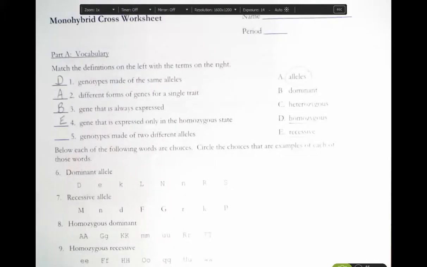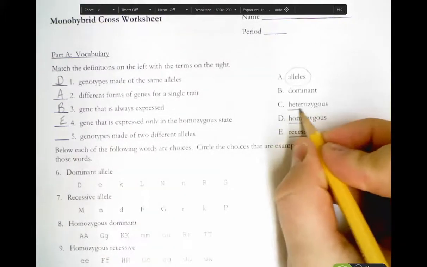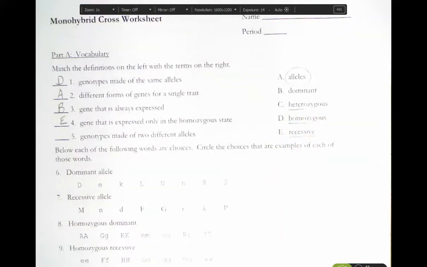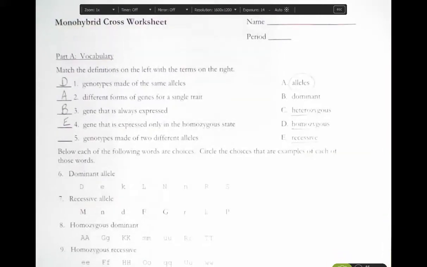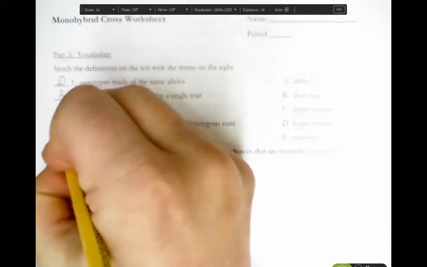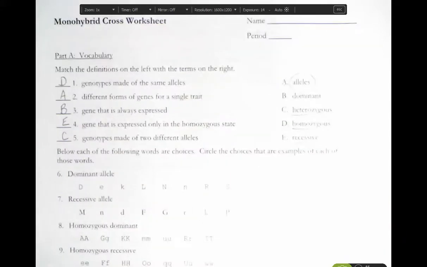And then genotypes that are made of two different alleles. Remember, hetero means different, so that prefix is going to help you in determining the answer to this question. So heterozygous is the correct answer for number 5. It is letter C.